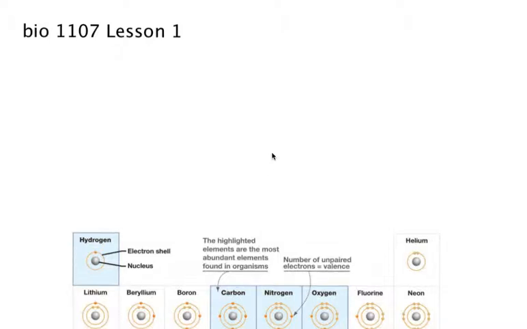So, welcome to Bio 1107. In the first part of the course, we're going to look at the building blocks of life, the atoms and the molecules that make up these larger molecules that make up all these cells that make up inherently all of life. So, to start, let's start with some chemistry.